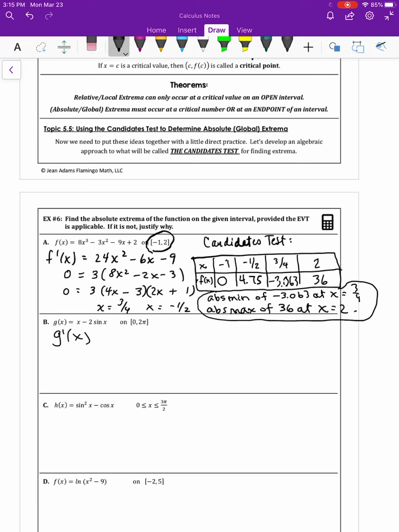Okay, so now we're going to try the same thing on letter B. We've got g prime of x is equal to 1 minus 2 cosine x. We're going to set that equal to 0. I'm going to move the negative 2 cosine x over. It becomes positive 2 cosine x equals 1, and then divide by 2 on both sides. So we're looking for the x's where the cosine of that value is 1/2.